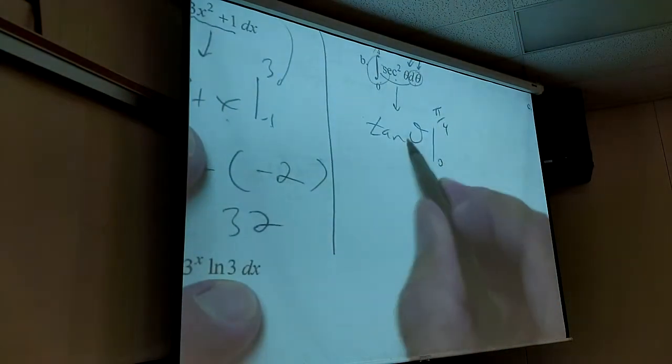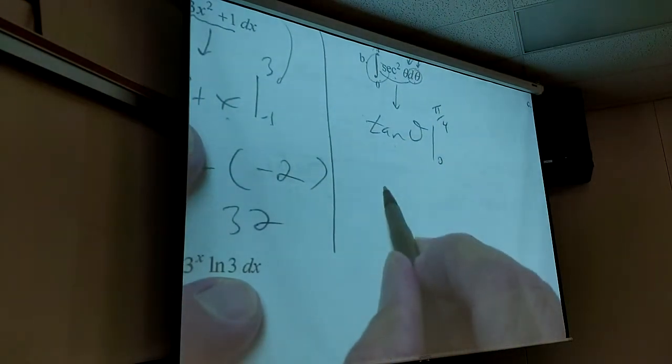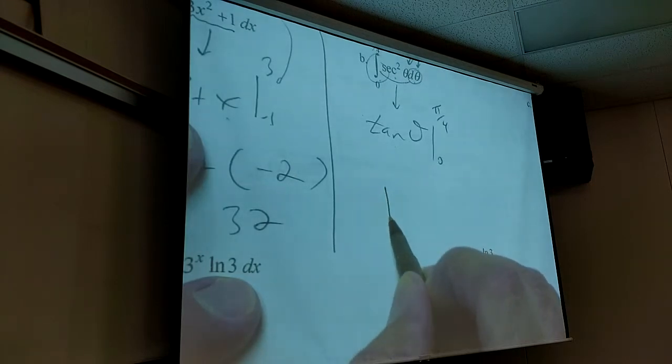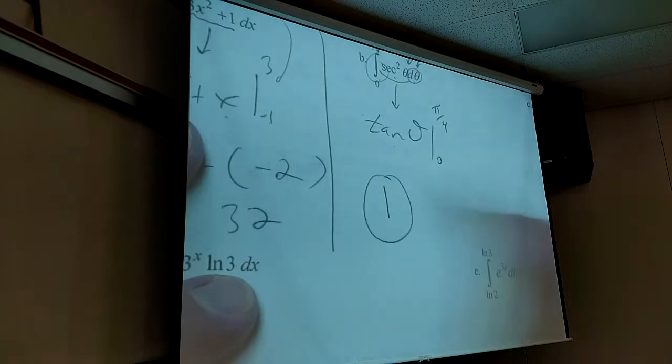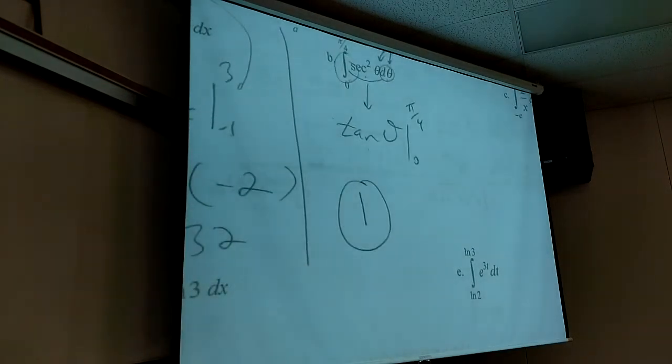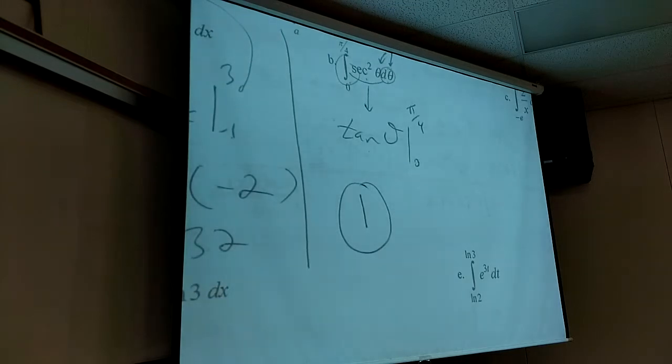Now I just got to plug a pi over 4 in. What's tangent of pi over 4? 1. And what's tangent of 0? 0. So I just get 1. So the area under secant squared from 0 to pi over 4 is 1. That's kind of nice.